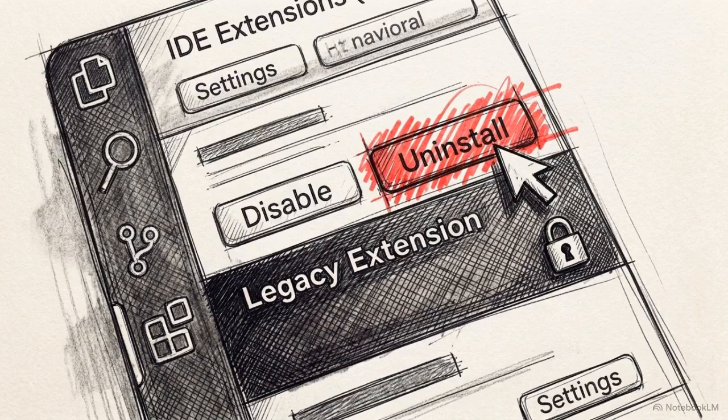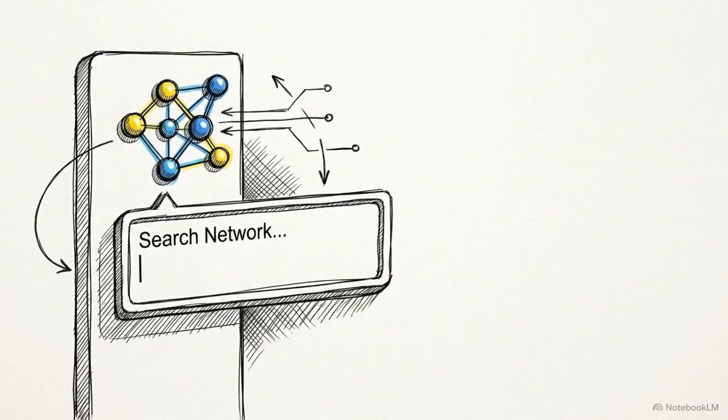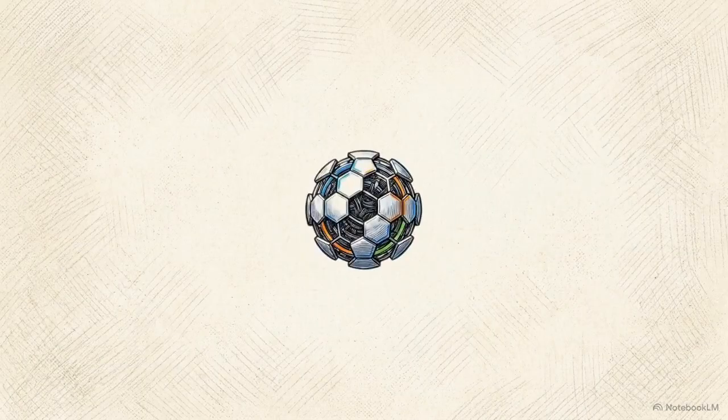Next, go into your extensions and completely disable or uninstall your legacy AI plugins, specifically Gemini Code Assist and Codex. You do not need them anymore. Look at your side panel. You now have a native Agent Manager surface built directly into the IDE. This is the agentic core.